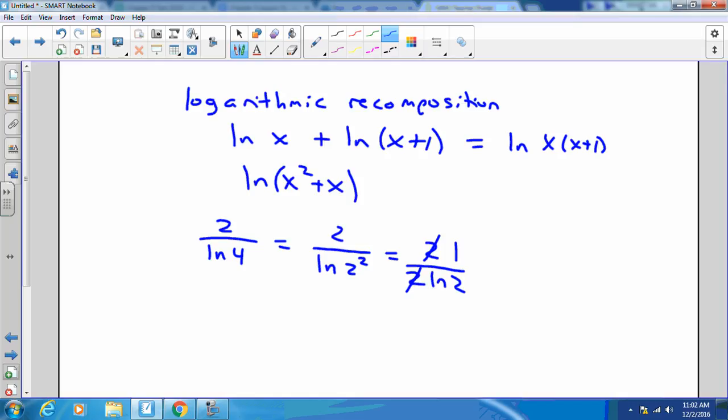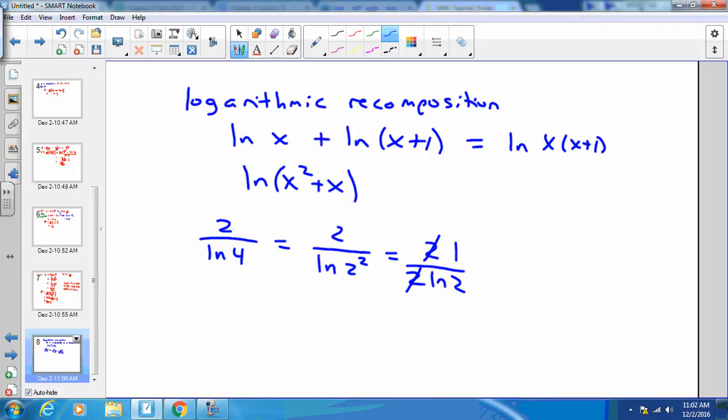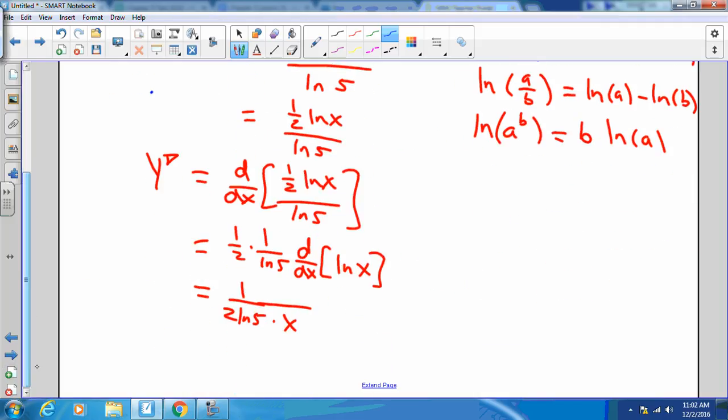If I were to do some logarithmic recomposition on this problem right here, I would take this 2 and this 5 right here, 2 ln 5, and I would write it as the ln of 5 squared. Just to pretty it up. Do you have to do that? No.